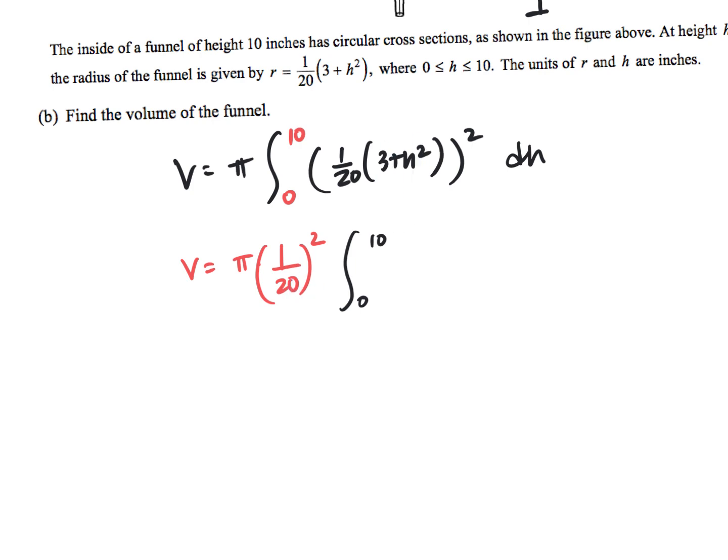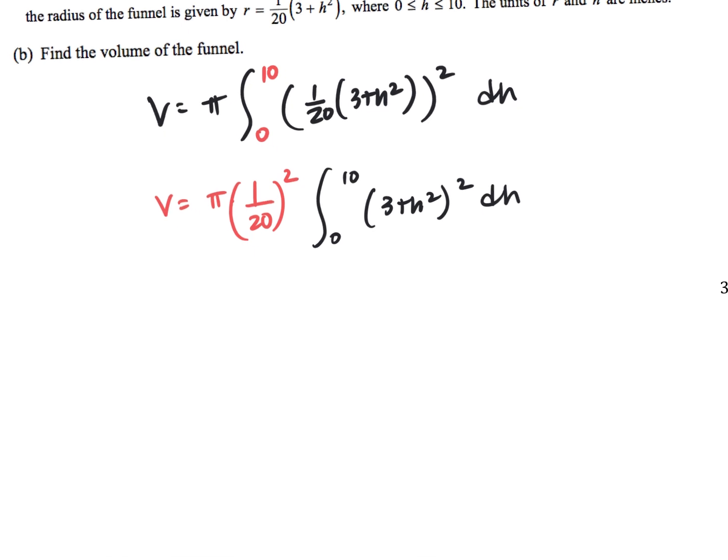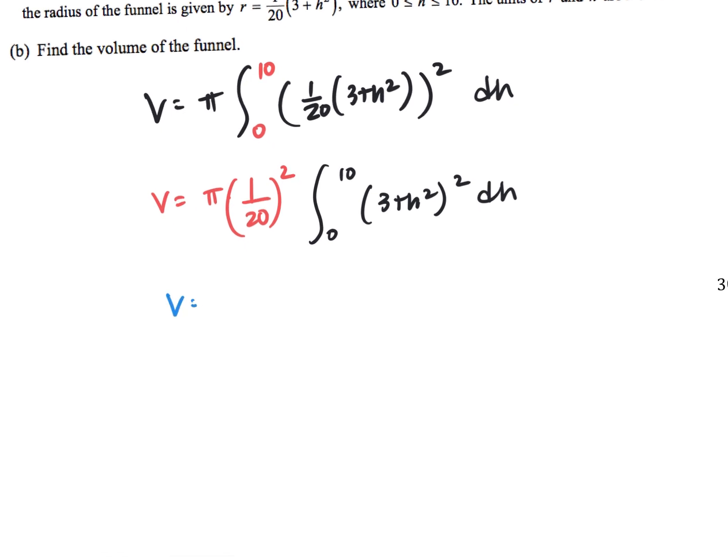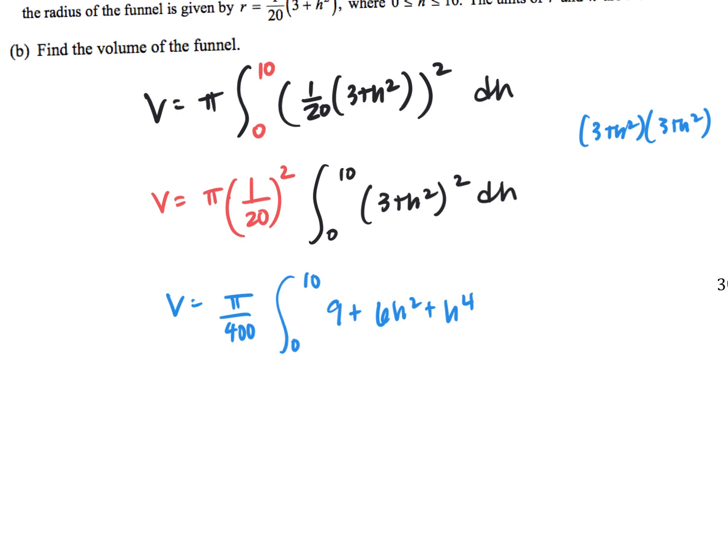Then I would have 3 plus h squared, squared, which again I'd still need to distribute before I do any integrating. You could keep that as 1/20th squared times pi. I'm just going to put it as pi over 400 because I'm getting lazy. Same difference though. Let's distribute 3 plus h squared squared: 3 plus h squared times 3 plus h squared is 9 plus 6h squared plus an h to the 4th.